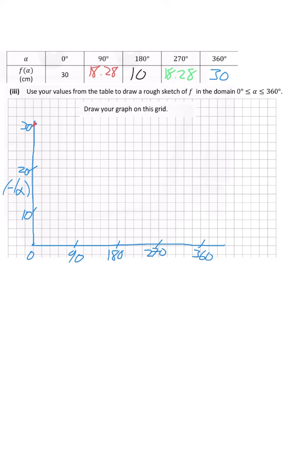90 and 18.28 here. Then 180 and 10 here. Then 270 and 18.28 again here. Then 360 and 30 up here. So let's join up these points now. And there's our graph.